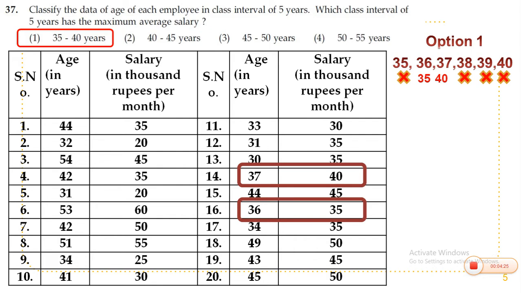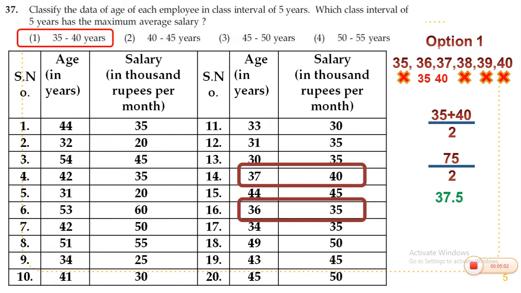Now we have to find the average of this group. For finding the average, what is the equation for average? The sum of all things divided by the number of those items, right? In this case, we know that there are only 2 people with the salaries 35,000 and 40,000. So 35 plus 40 divided by 2, you are getting 75 by 2, and your answer is 37.5. So what is the point here? 37.5 is the average salary of option 1 with the age group 35 to 40. Okay, is it clear?